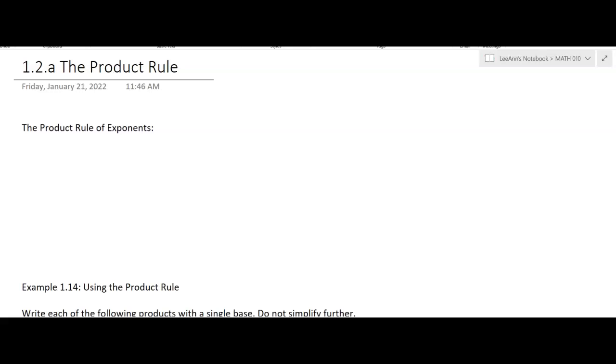In this section, we're going to go over the rules of exponents. And there's about 7 or 8 rules, I think, but we're just going to take them one at a time. So the first one's called the product rule, and it says if you have a to some exponent times a to some other exponent, then you're going to add those exponents.